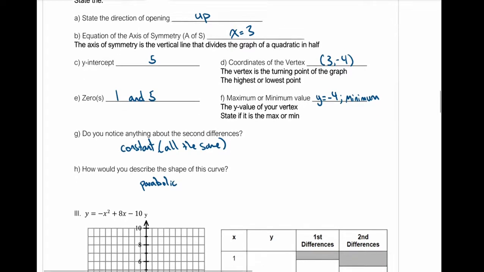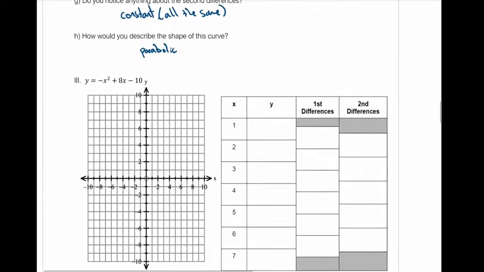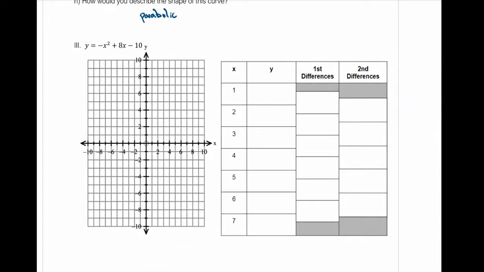So what I want you to do now is pause the video. You have a couple more examples to try to go through, doing the same idea of creating a table of values, finding the first and second differences, and then answering the questions, or basically finding these key points of our parabola. So I'm going to pause the video in a second, take some time, and then we'll come back and give you a chance to check your work.